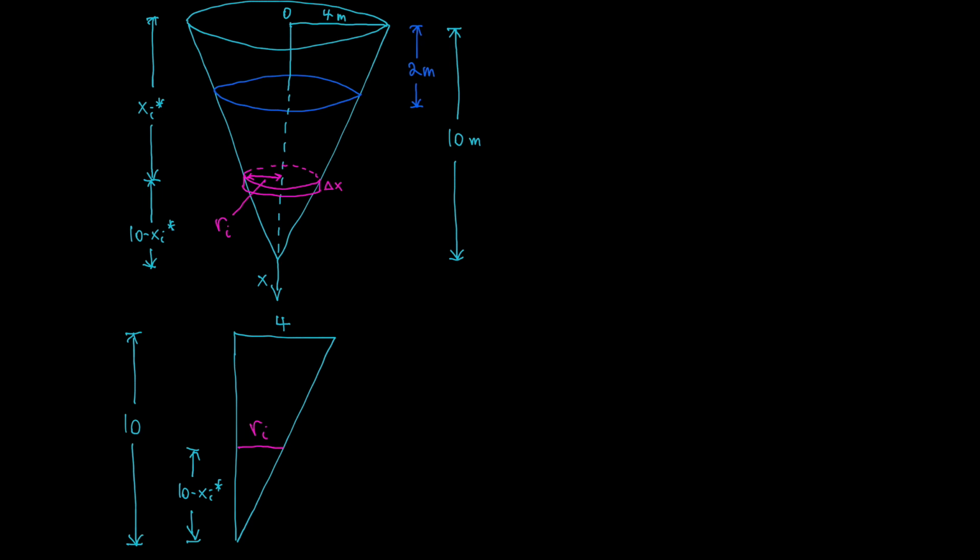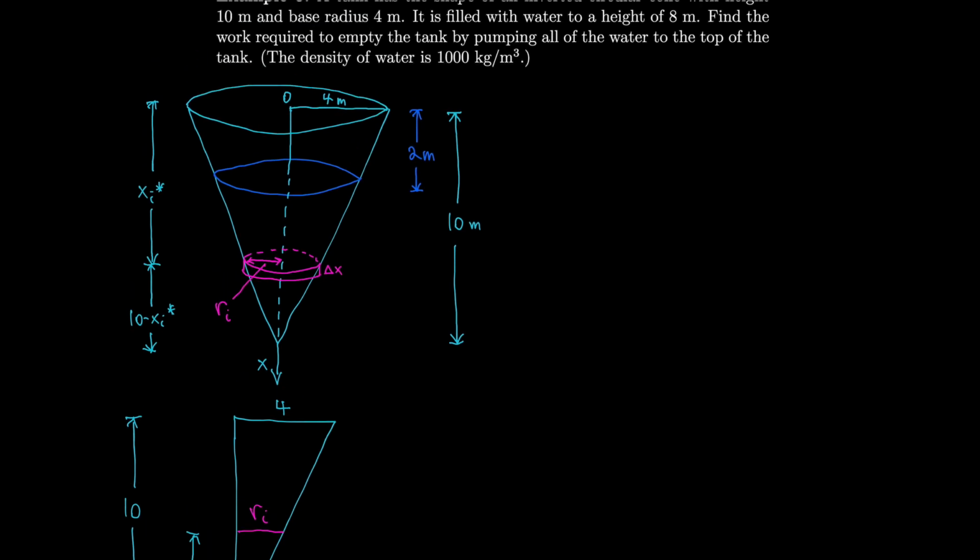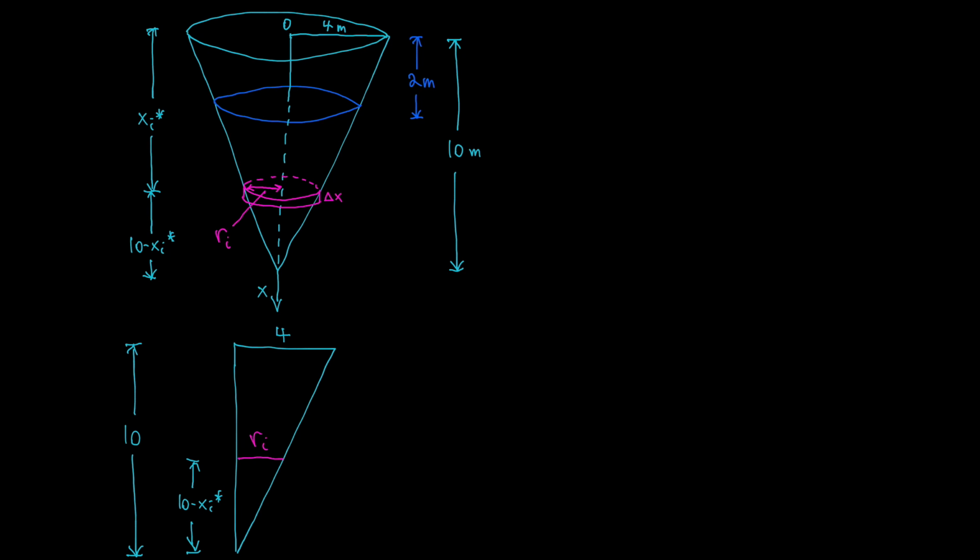So that means that if I take Ri and I divide it by 10 minus xi star, that should be the same as taking 4 and dividing it by 10. So we can write Ri over 10 minus xi star must be equal to 4 over 10, which we can use to solve for Ri and eliminate it. So Ri must be 2/5 times 10 minus xi star.